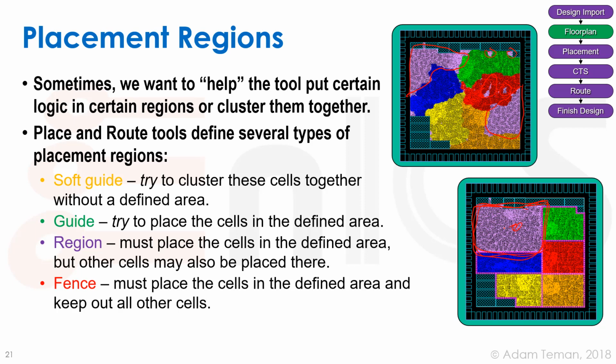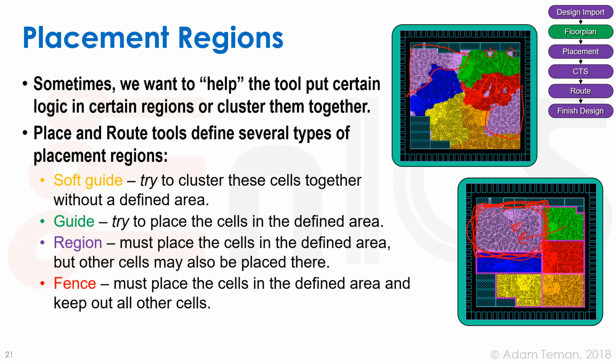And finally, we have a fence. That's even worse. It says, listen, all of the purple cells are in this region and no green cell can sit in this region. It's only for purple cells. Okay, so that's another type of a placement region. I just want to mention something. Usually this is not a good practice.